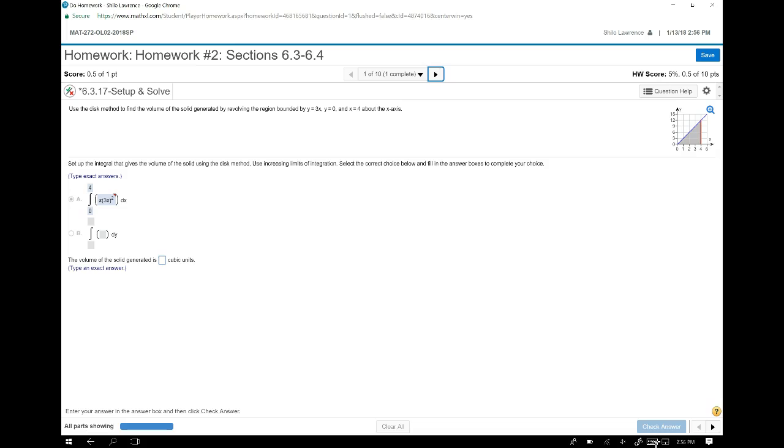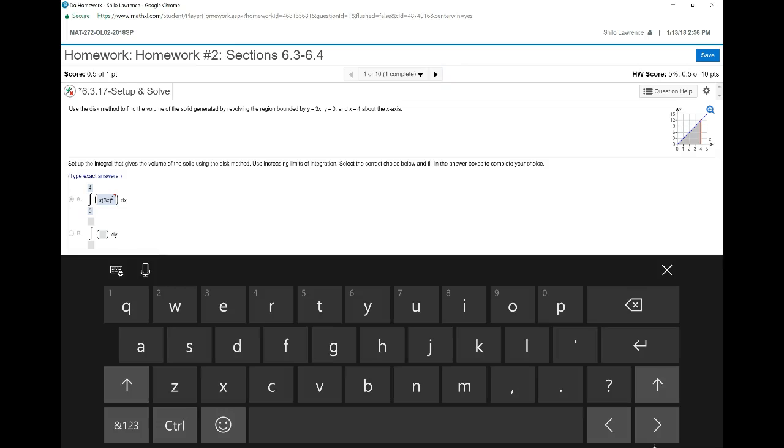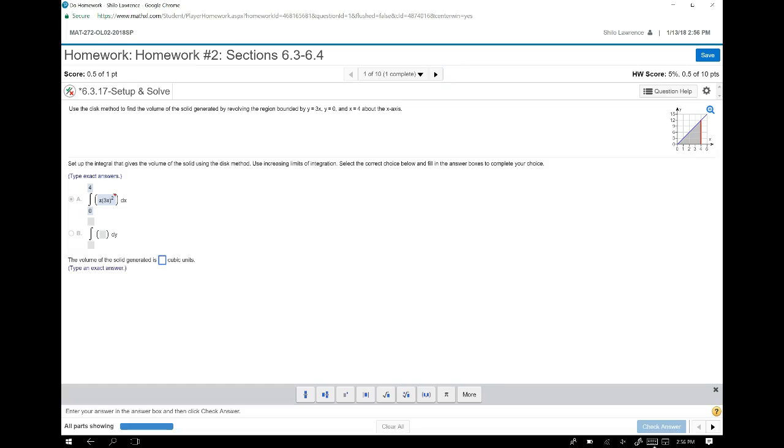Oh, it says we haven't finished the second part. So it wants you to actually finish out the entire problem first. The volume of the solid generated is blank cubic units. Well, they've already told me what the integral should look like. So we can write that down on the paper, 0 to 4, pi times 3x squared, and see if we can at least work out the integral now that we know what it's supposed to look like.